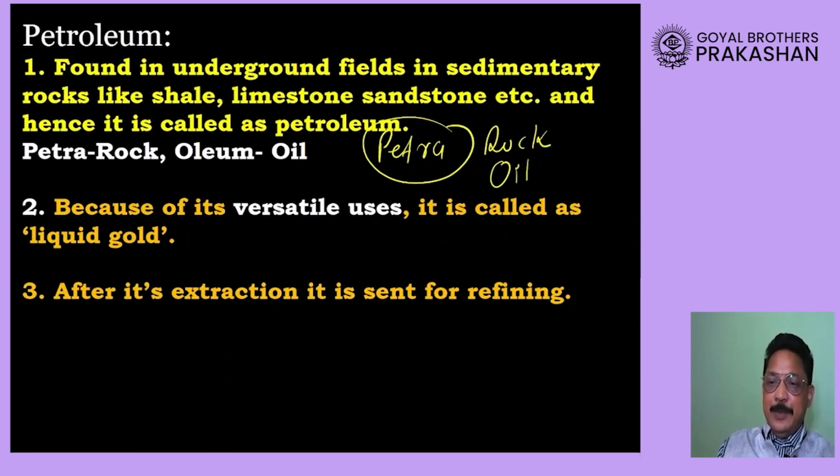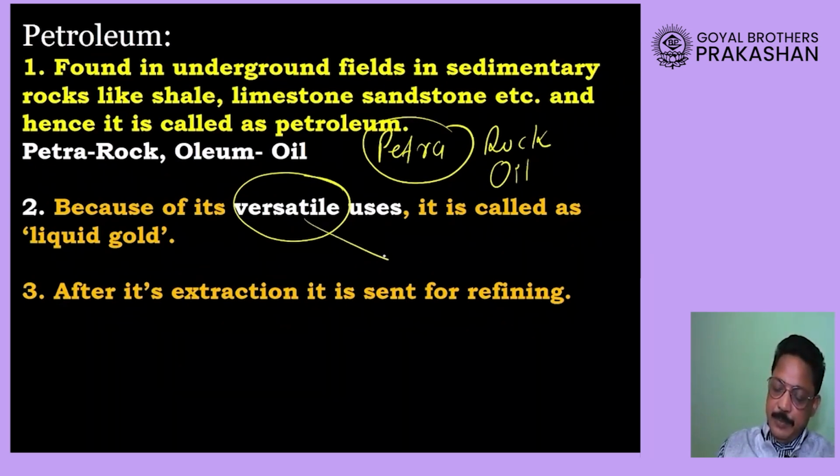Now you must be knowing that petroleum is used on an extremely large scale, not only for transport but for various other purposes, and we will see those purposes after some time. Because of its use in transport, in the chemical industry, as well as in the synthetic fiber making industry, it has multiple uses, many uses. We call it by the name versatile.